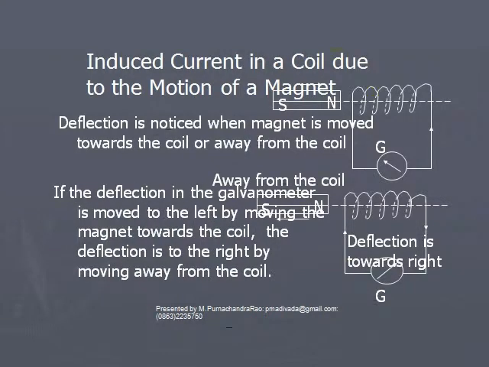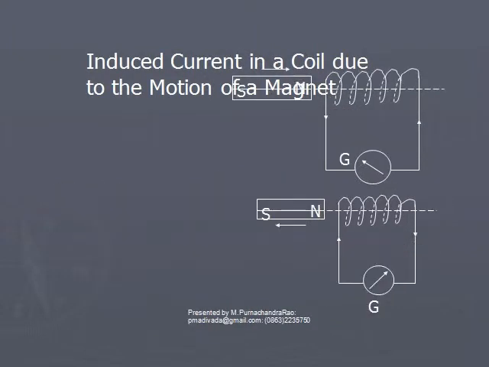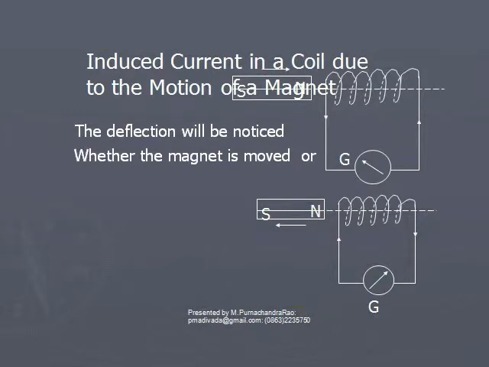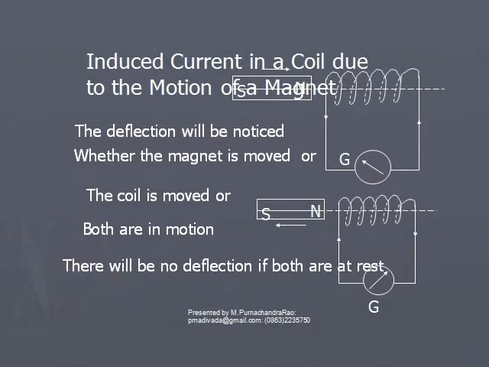Notice that the north pole is facing towards the coil in both cases. This deflection in the galvanometer will be noticed: 1. When the magnet is moved towards the coil or away from the coil. 2. When the coil is moved towards the magnet or away from the magnet, keeping the magnet constant, or by moving both the magnet and the coil. There will be no current when both are at rest. So we notice deflections whenever there is a relative motion between the magnet and the coil.